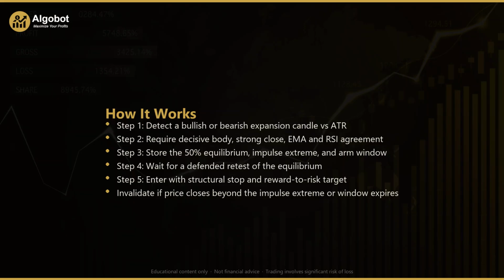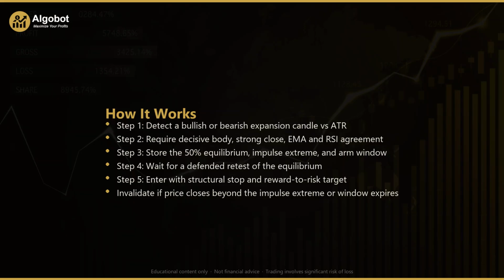When all of that is satisfied, step 3 arms the setup. The strategy calculates the equilibrium as the high plus the low divided by 2, the exact 50% midpoint of the impulse candle. It records the impulse extreme, the low for longs or the high for shorts, as the stop anchor, and it opens a window of ArmBars, defaulting to 6 bars, for the retest to appear.